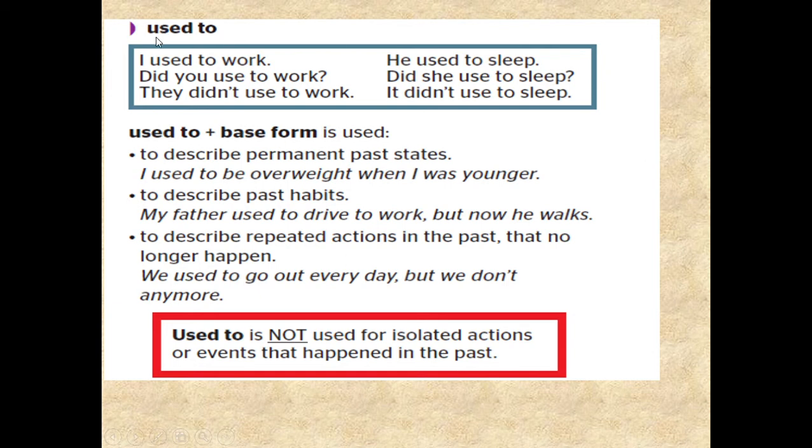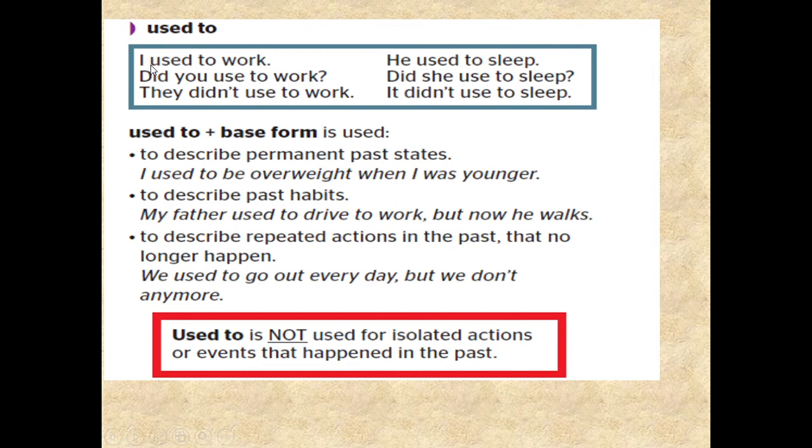And here there is an expression which is used in the past. You can use used to plus the base form, infinitive, to describe a permanent past state. I used to be overweight when I was younger. Or to describe past habits. My father used to drive to work, but now he walks. So he doesn't do that anymore. To describe repeated actions in the past that no longer happen. We used to go out every day, but we don't anymore.